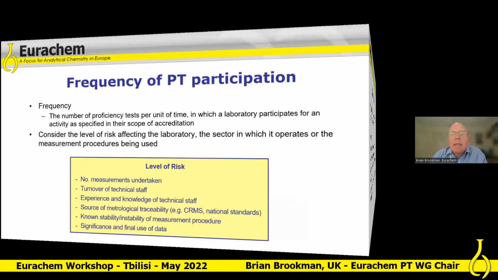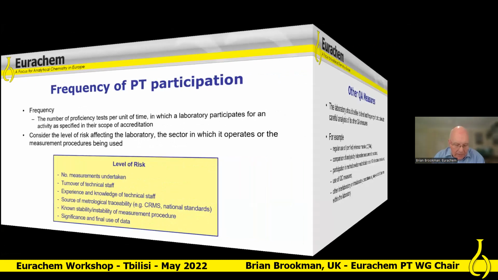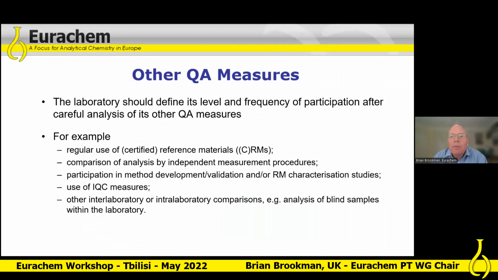Now, of course, PT is only one of the quality tools. So in deciding the level and the frequency of PT, it is important to consider other QA measures that might impact on the required level and frequency. This might include what's the regular use of reference materials or certified reference materials within the laboratory. Does the laboratory have any other comparison of analysis by independent measurement procedures? Are they participating in method development, validation, or RM characterization studies? What's the use of internal quality control within the laboratory? And do they participate in other inter-laboratory or intra-laboratory comparisons? So these are all also important to take into account.